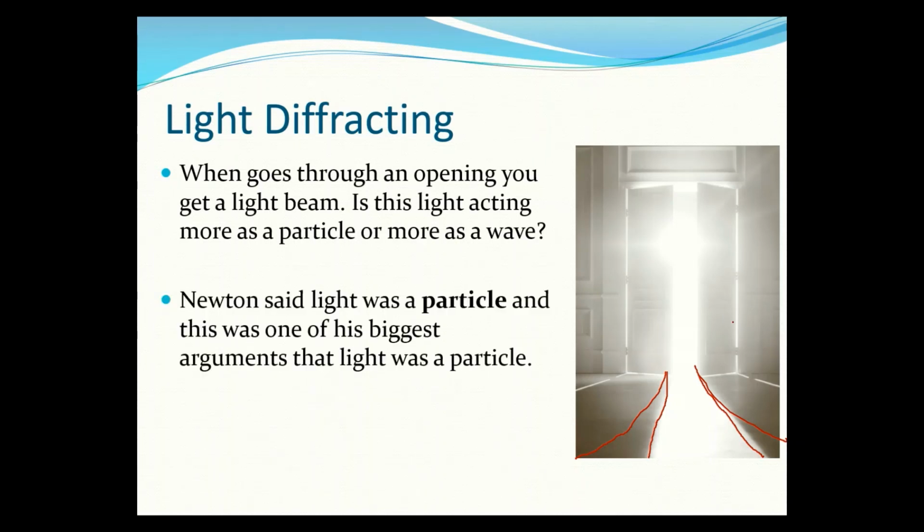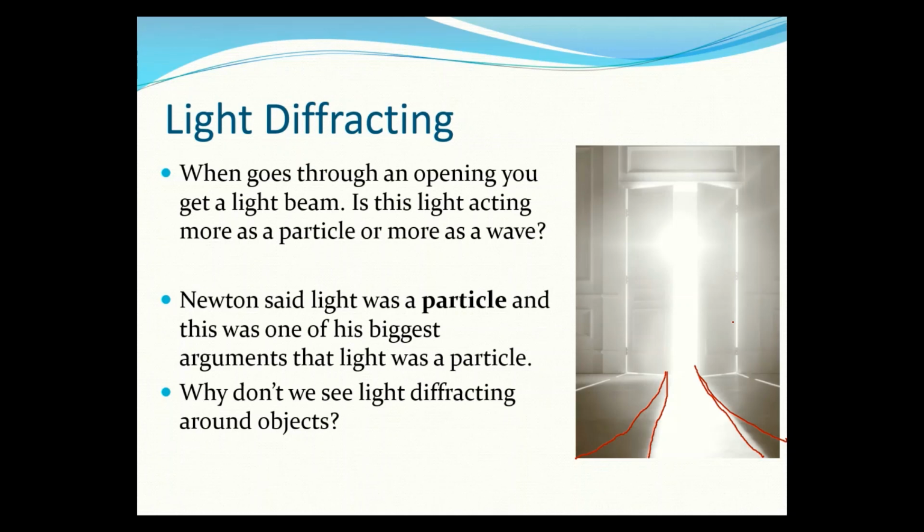And Newton, who said that light was a particle, this is one of his biggest arguments, right? He said that we didn't see light diffracting, and that's what waves do, so light must be a particle. So why don't we see light diffracting around objects? The reason is because the wavelength of light is so small, right? The biggest wavelength of light that we can see is red light, and red light is 700 nanometers. So to get it to diffract well, you need to have an opening that's less than that. You need it to be smaller than the wavelength. So that's why we don't see it.